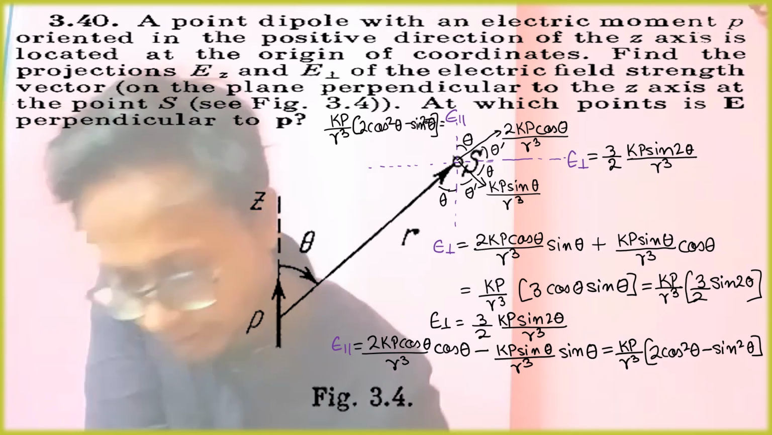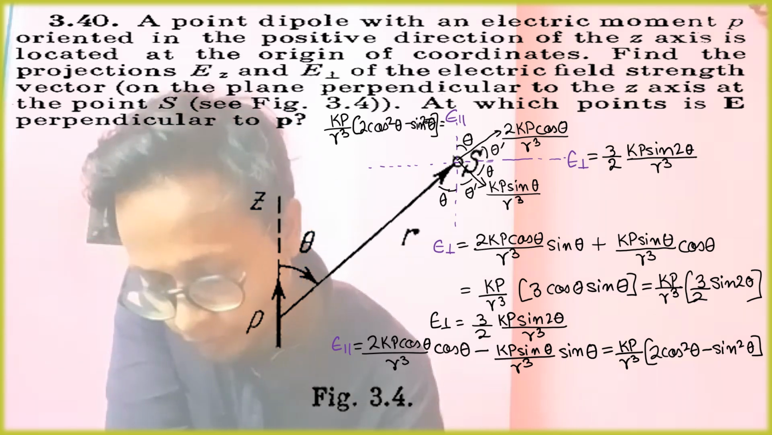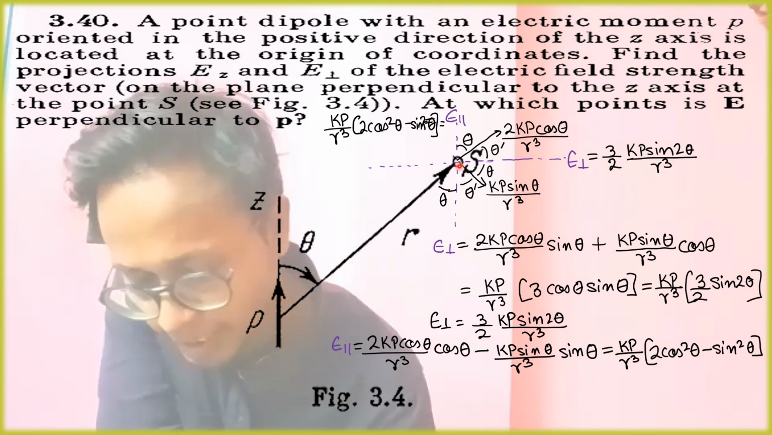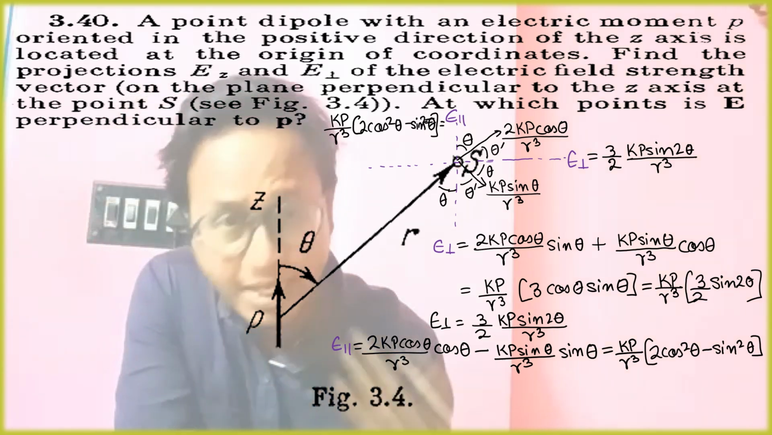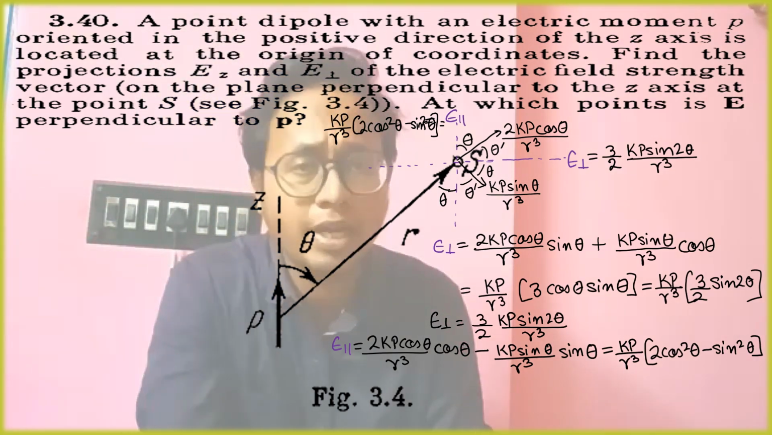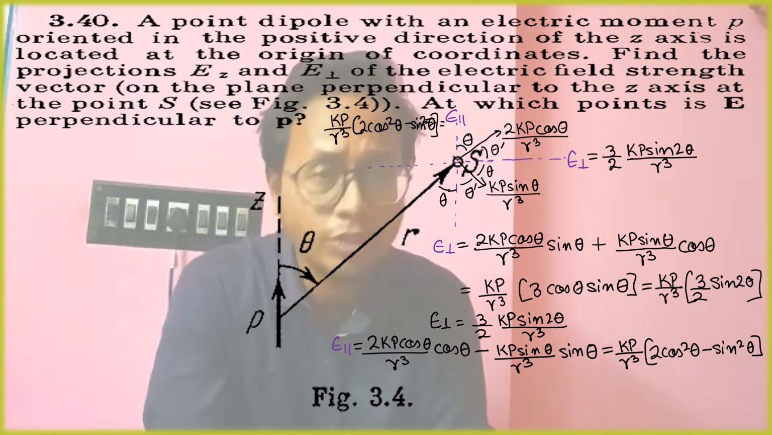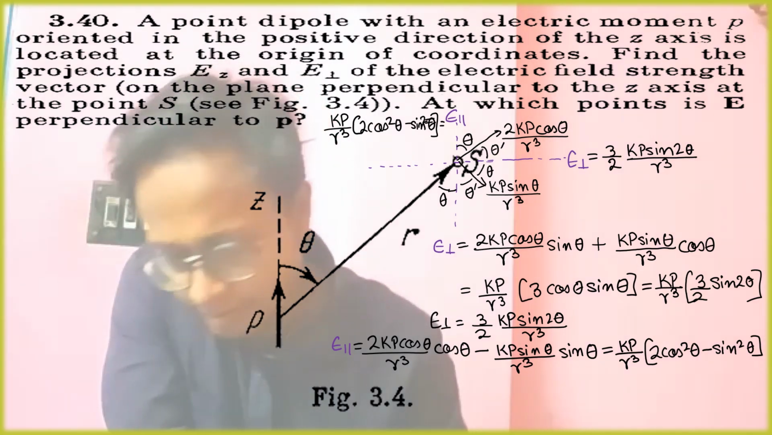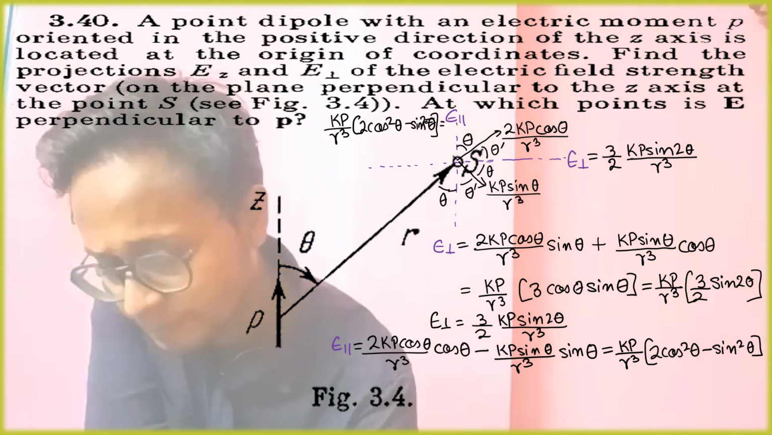Now if we add these two vectors, this parallel vector and perpendicular vector, we would get the same answer as the previous question. The total electric field is equal to kp by r cube under root of 1 plus 3 cos square theta. It is nothing but playing with vectors.